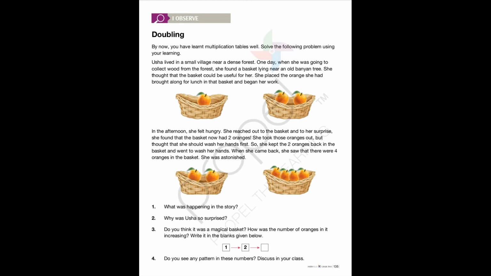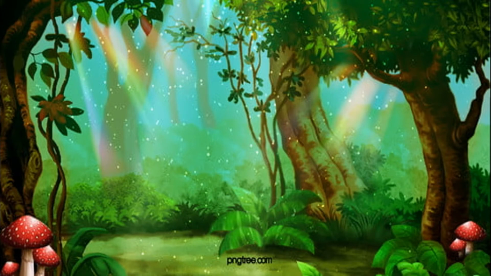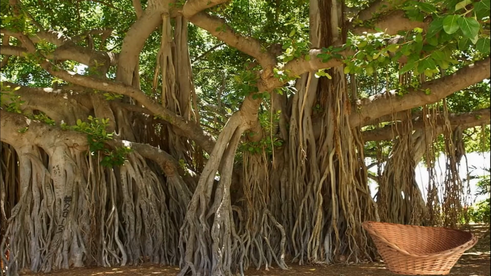Page number 135, doubling. By now you have learned multiplication tables well. Solve the following problems using your learning. Usha lived in a small village near a dense forest. One day, when she was going to collect wood from the forest, she found a basket lying near an old banyan tree. She thought that the basket would be useful for her.